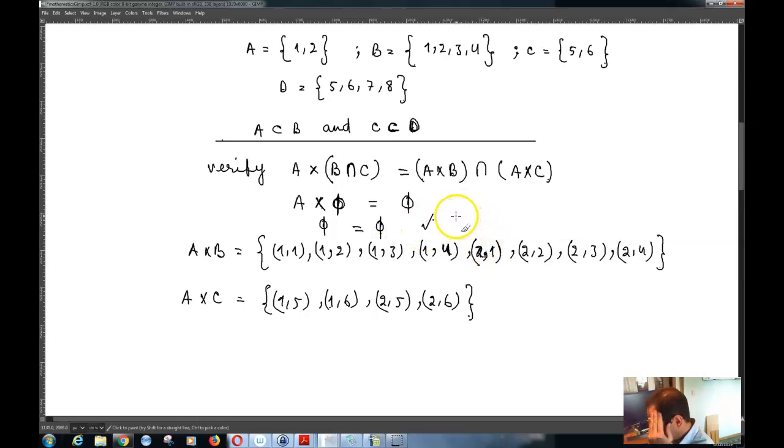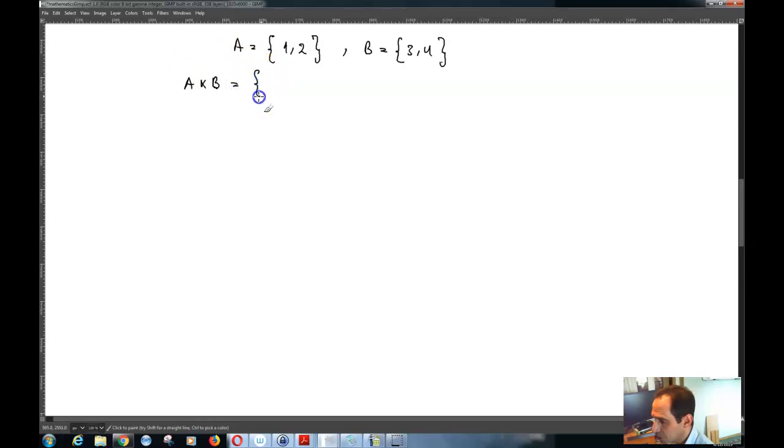So this is verified. Now I don't really know if that applies to any 3 sets generally, but that way you can verify this kind of thing over here. Or as another question, let's say that you have A is equal to the set {1, 2}, and B is equal to the set {3, 4}, and the Cartesian product of A and B is equal to basically (1,3), (1,4), (2,3), (2,4).